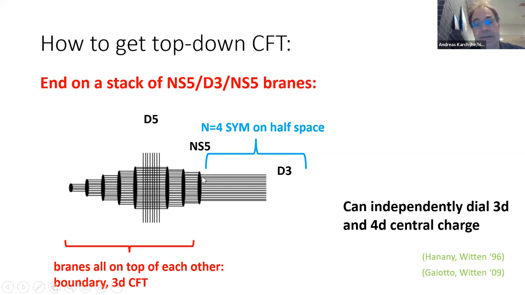itself gives me some non-trivial 3D CFT. There are some constraints on the numbers of branes stretched on any given interval, so that this becomes what people call a balanced quiver, which is the requirement that you just get a 3D CFT and nothing else. This nicely flows to some interacting 3D CFT. And then the 3D CFT serves as the boundary of N equals 4 super Yang-Mills on half space. And you see, I can roughly independently dial the 4D degrees of freedom and the 3D degrees of freedom. The 4D degrees of freedom are just given by the number of D3 branes I had. The 3D degrees of freedom are given by how many five branes and D3 branes I put into the center.